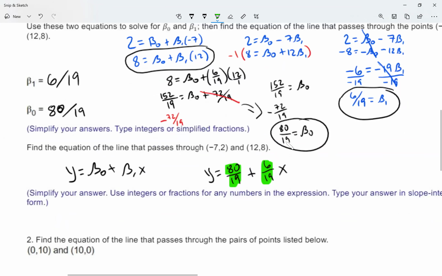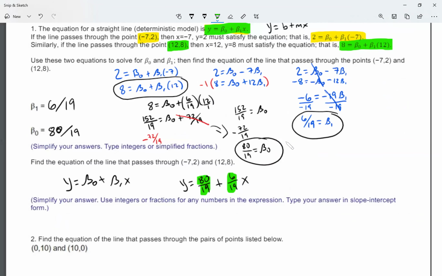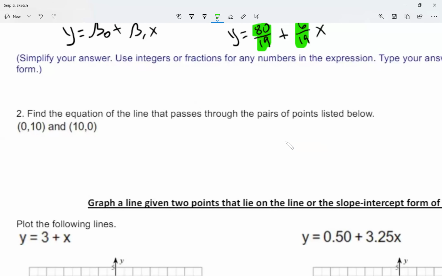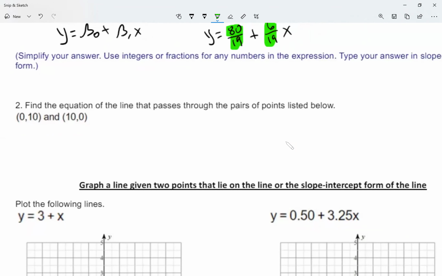So that was it. Not too hard. Let's take a look at question number 2. Find the equation of the line that passes through the pairs of points listed below. So the points are (0, 10) and (10, 0). I'm going to do this the statistics way.